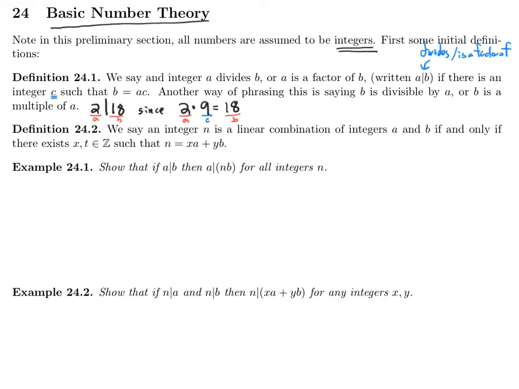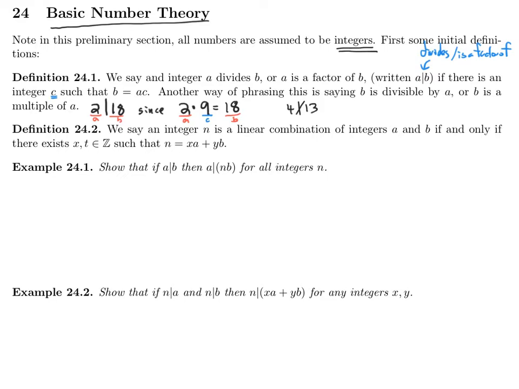If something isn't divisible, so let's say, for example, 4 isn't a factor of 13, to say it's not, we just put a little cross through the divide symbol. So 4 doesn't divide 13. So that's our first definition.